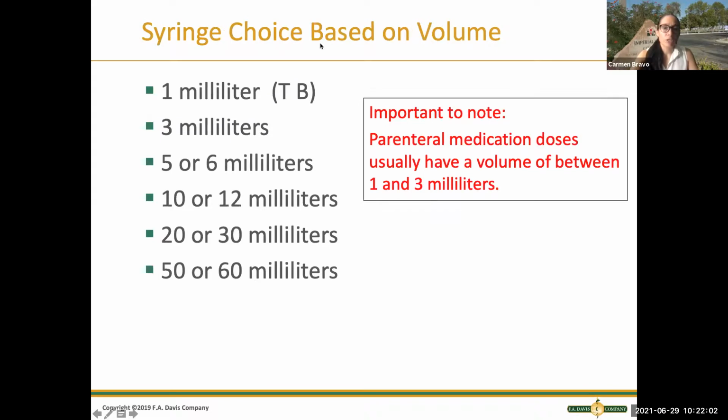And then we have the different choices of syringes that we use. We use 1 milliliter, 1 ml, and we call it the TB syringe, okay? We have 3 ml syringes. We have syringes that are 5 or 6, 10, 12, 20, 30, and 50 to 60. It depends on the intention, or what you need the syringe for. And I'll tell you, sometimes the syringes with less volume have more pressure than the ones with more volume, which have less pressure.